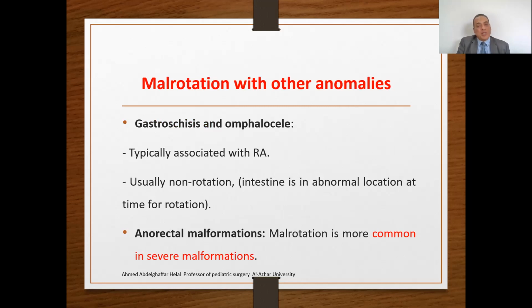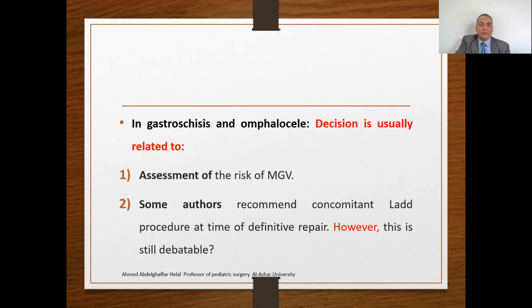The third special consideration is malrotation with other congenital anomalies, such as gastroschisis and omphalocele, typically associated with rotational anomalies, usually the non-rotation type, because the intestine is found in an abnormal site during the scheduled time for rotation. The second is anorectal malformation. Malrotation is more common in the severe types of anorectal malformation.